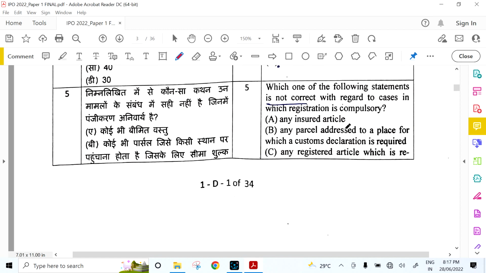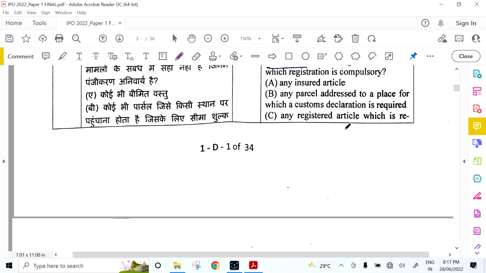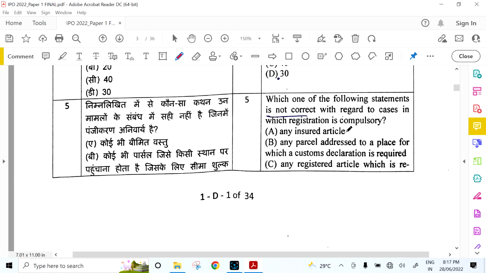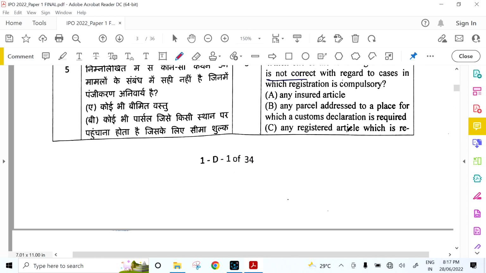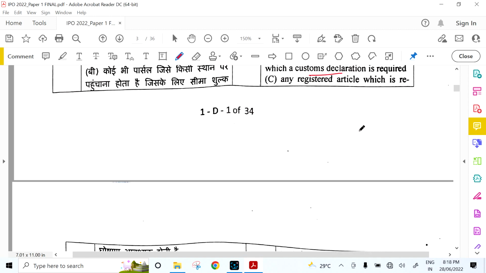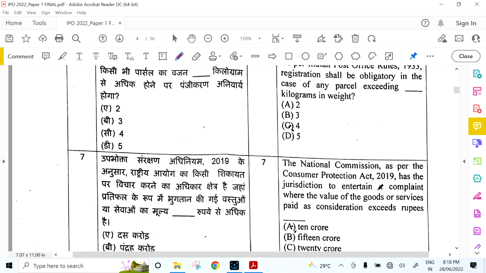Which one of the following statements is not correct with regard to the cases in which registration is compulsory? A. Any insured article, any parcel addressed to a place for which a customs declaration is required, any registered article which is reposted after having been delivered, none of these. Here the question is which of the following statements is not correct with reference to registration being compulsory. So all of these are correct. Insured parcel, registration is compulsory. If it is a customs declaration, it is compulsory. Registered articles reposted after having been delivered, it is also compulsory. So all are correct. So the answer is none of these.